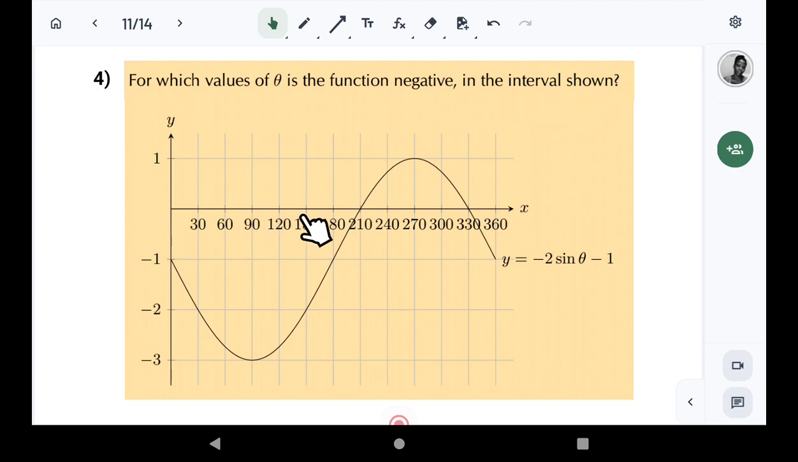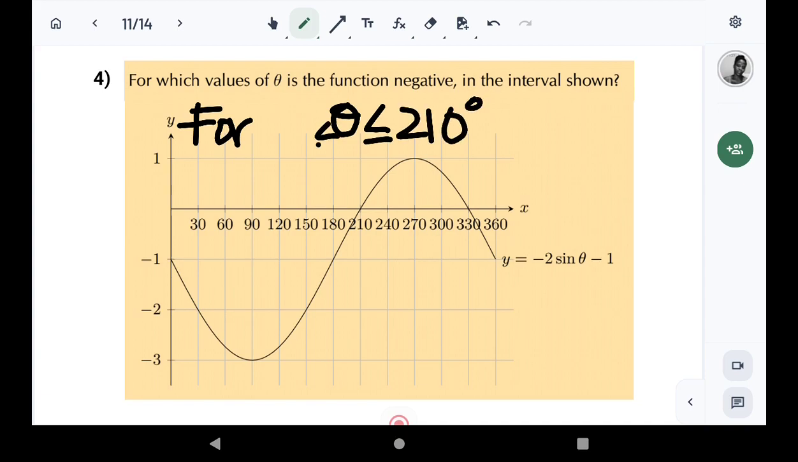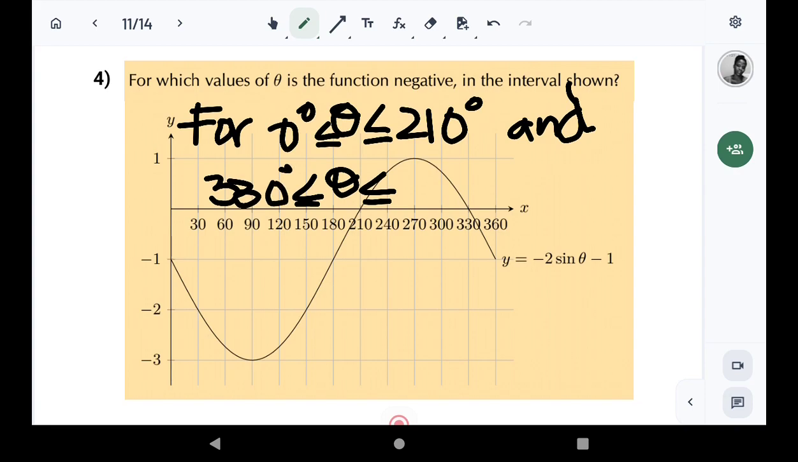So to answer this question, for which values of theta is the function negative? That is for theta between 0 degrees and 210 degrees, and also this part, for theta between 330 degrees and 360 degrees. And that's how you answer that question.